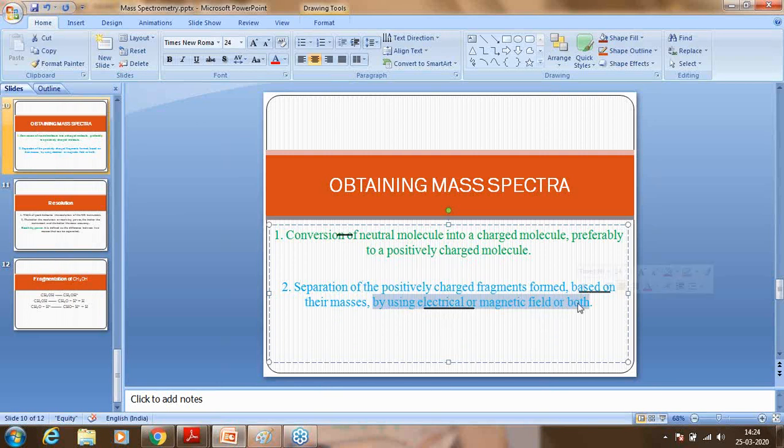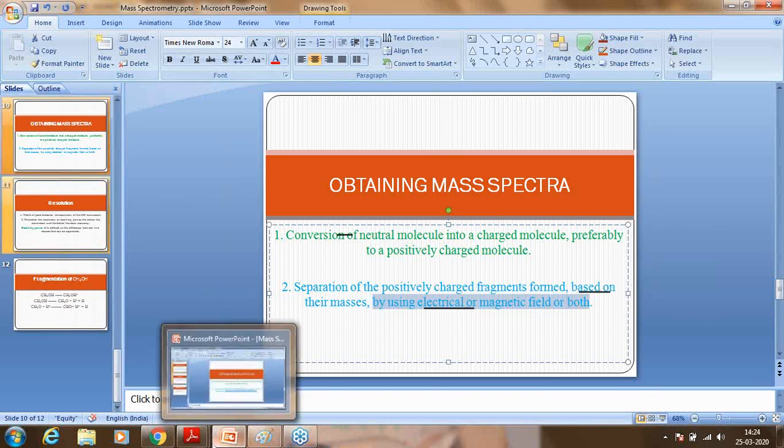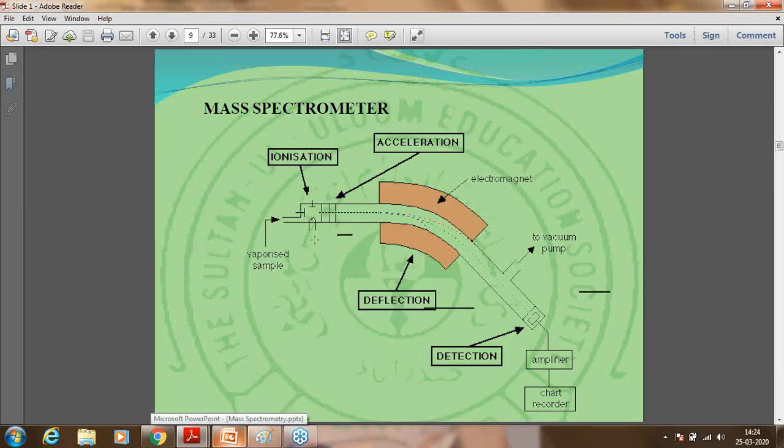Once the sample is converted to fragments, a lot of molecules will be present in the sample. According to their masses, the molecules will be separated with the help of the electrical and magnetic field. I just want to show you a flow diagram. This is the ionization unit in which the sample is put, and after that the sample will be converted to ionizing species.